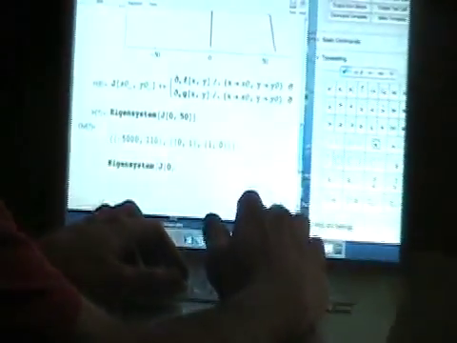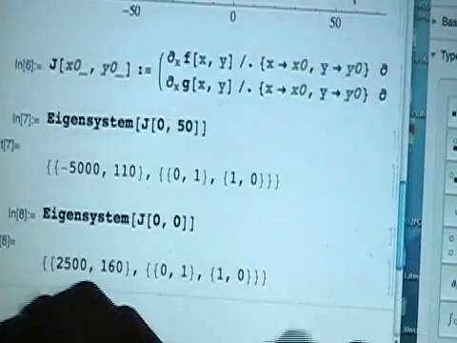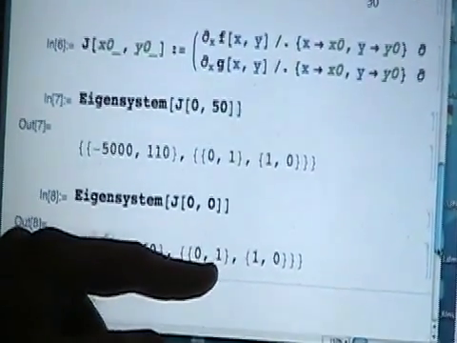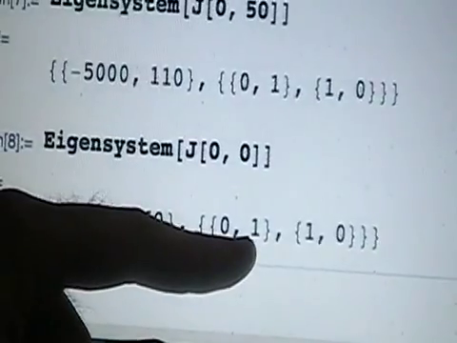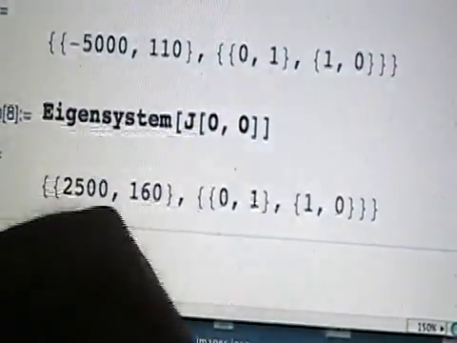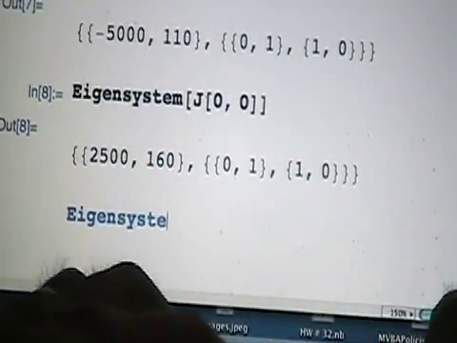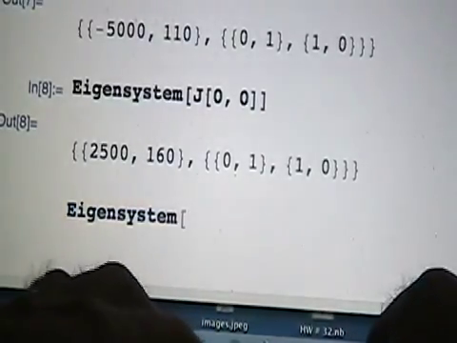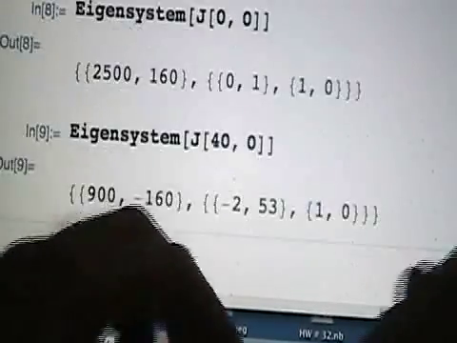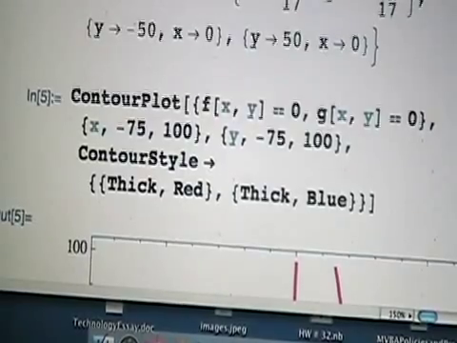J of 0, 0, so the origin, that's a source. Two positive eigenvalues, 2,500 and 160. Eigenvector, it's horizontal, and actually that one's vertical and this one's horizontal. We also had, what was it, 40, 0. Better double check that. 40, x is 40, y is 0, yep.